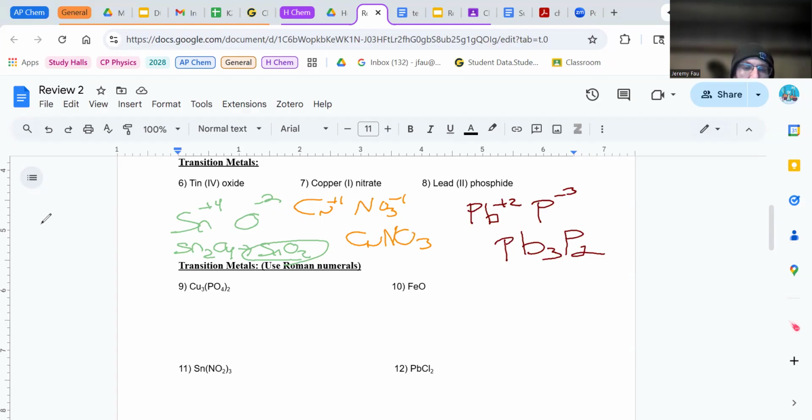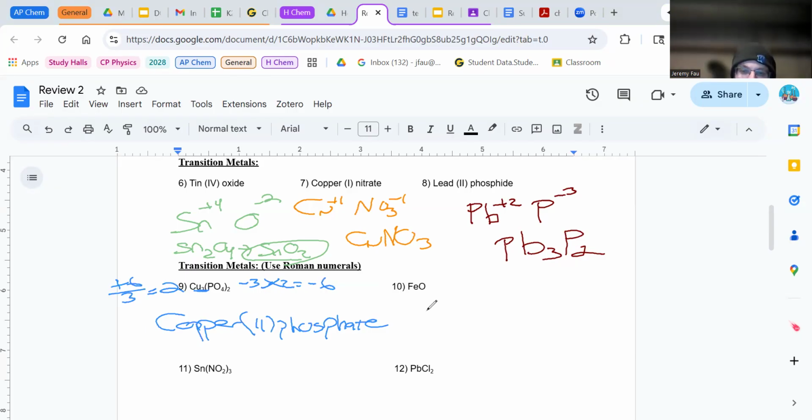All right, down here, we're going to name them. So we're going to write out copper. All right, we got phosphate. Phosphate has a charge of -3, but there are two of them. So 3 times 2 is -6. That means the copper has to be +6. There are 3 of them, so we divide that by 3, and that is copper 2, phosphate.